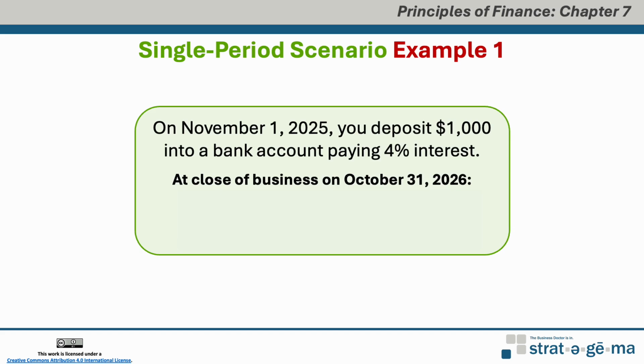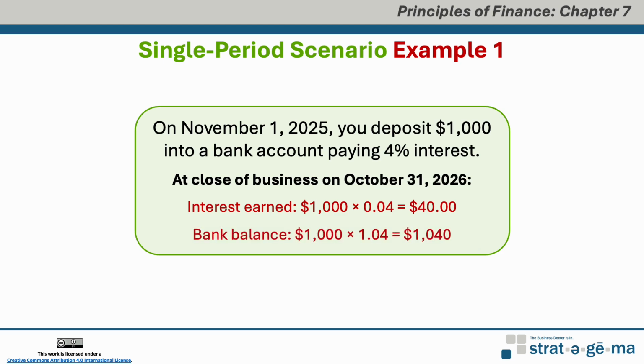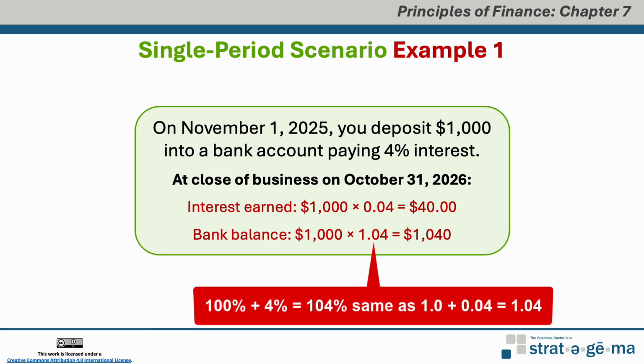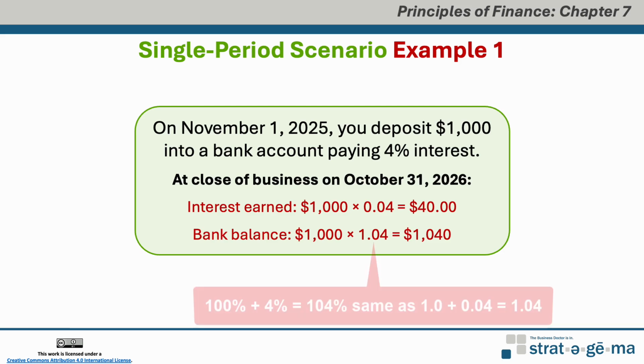Our first single period example, let's assume that on November 1st, 2025, you deposit $1,000 into a bank account that pays 4% interest. What that means is that 1 year in the future, at the close of business on October 31st, 2026, you'll have earned 4% interest, or 1,000 times 4%, or times 0.04, that's $40. And the bank balance then is 1,000 plus that $40. We could also shortcut that calculation by taking the $1,000 and multiplying by 1.04. That's the sum of 100% plus 4%, that's 1.04. I get a lot of questions on that from students sometimes.